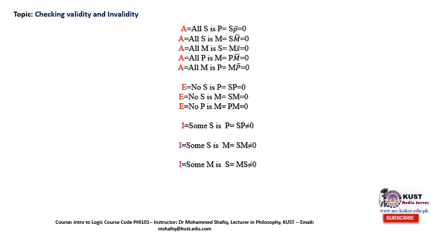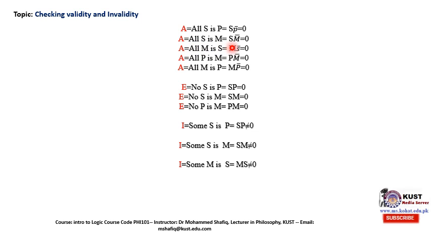So students, as far as all S is P is concerned, we put a bar on the second alphabet, P bar: SP bar is equal to 0, as I have already shown in the original proposition. So we will have to follow the same pattern.